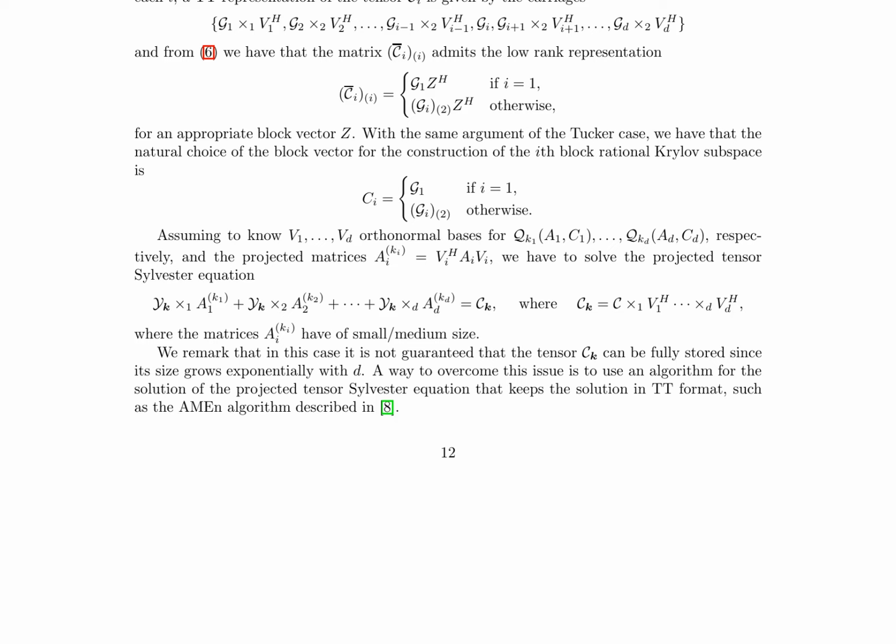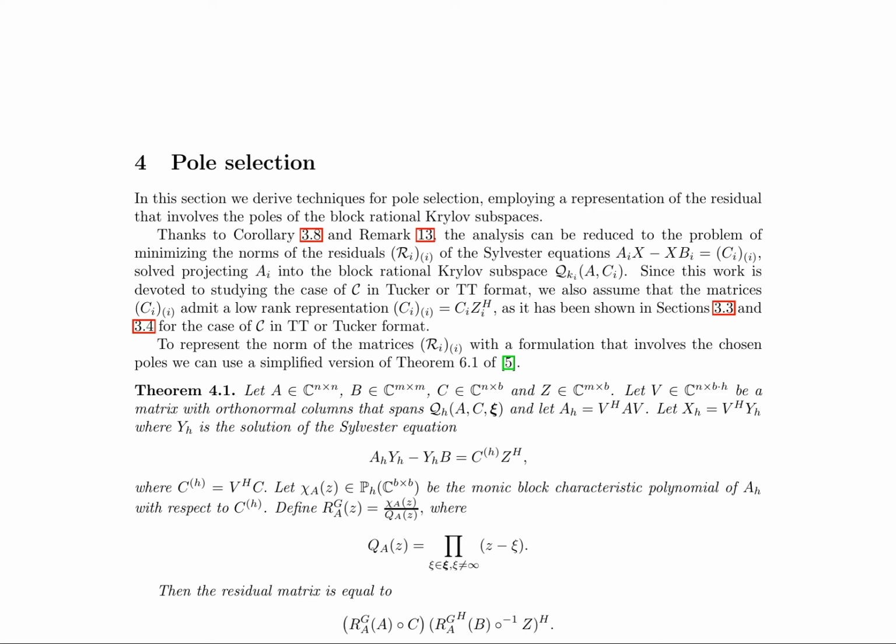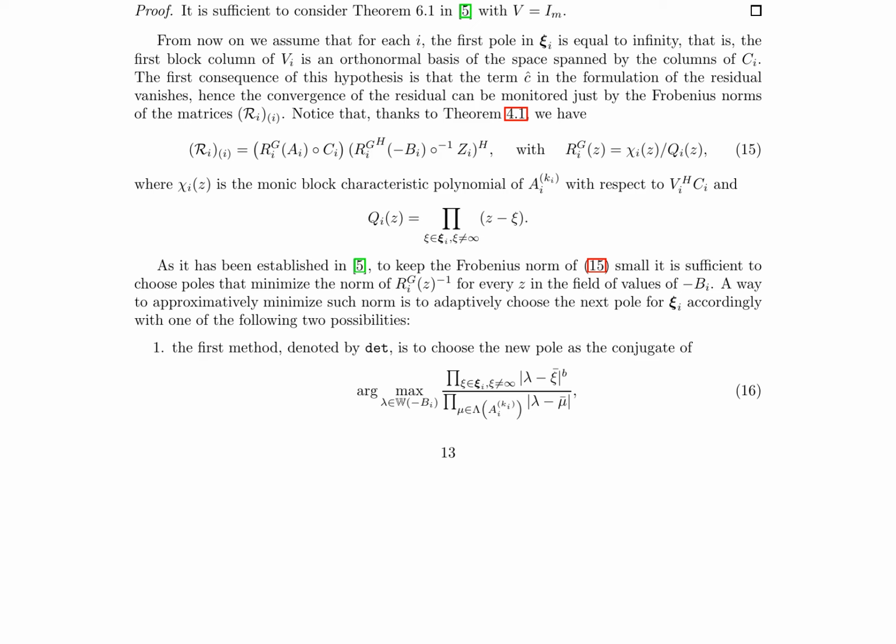The research focuses on techniques for pole selection in block rational Krylov subspaces, particularly for matrices in Tucker or TT format. It builds upon corollary 3.8 and remark 13, minimizing the norms of residuals from Sylvester equations. The approach involves simplifying theorem 6.1 from [5] to represent the norm of the matrices with a formulation involving chosen poles. The authors assume the first pole in each block column equals infinity, allowing for monitoring convergence via Frobenius norms.